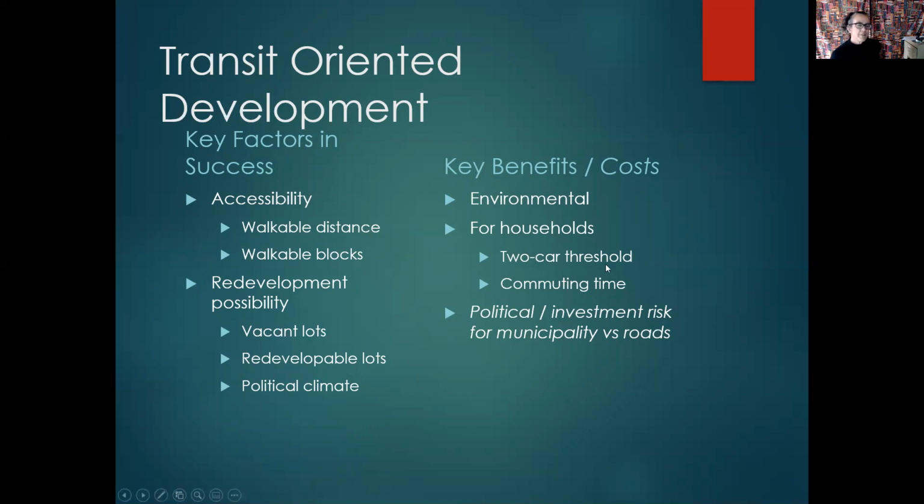Key benefits, there's a lot of environmental benefits. There's key benefits for households who live in transit-oriented development areas because their commuting times are lower, which gives them more life to live, and lets them get below the 2-car threshold, even in those single-family neighborhoods. Again, these are some modest goals with transit-oriented development. There is a political and investment risk for the municipality in doing this kind of strategy.